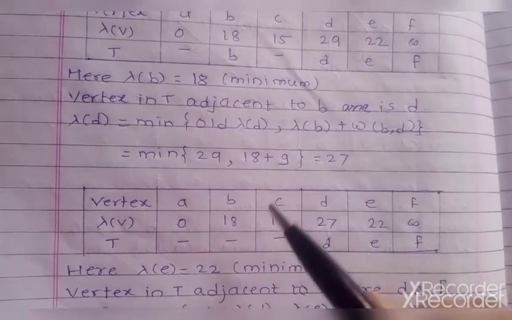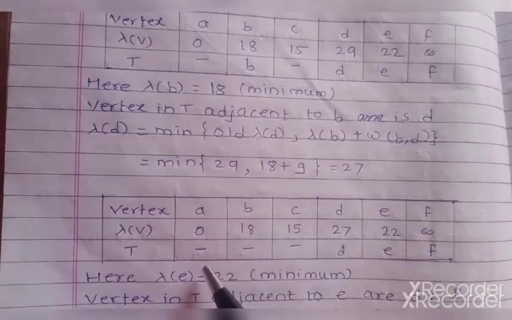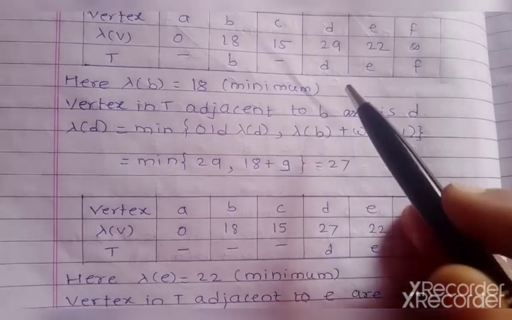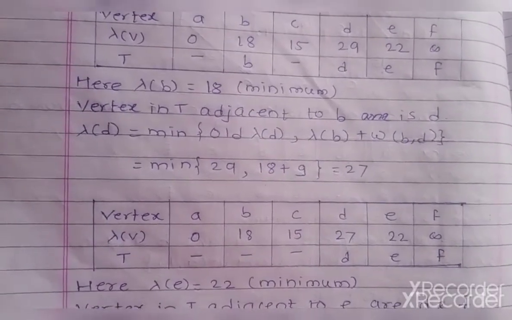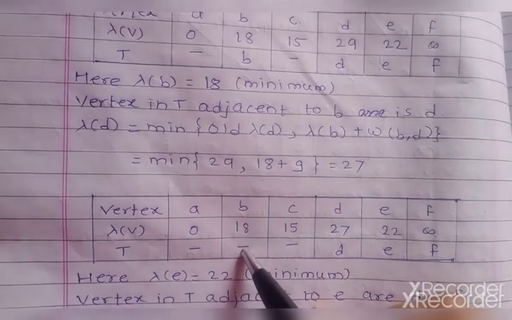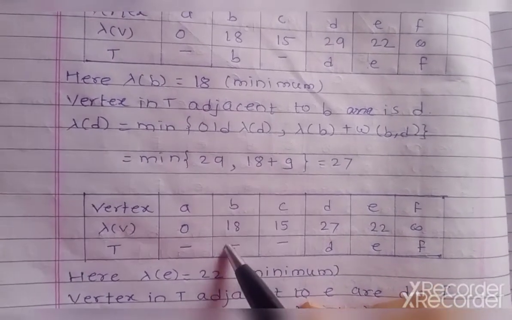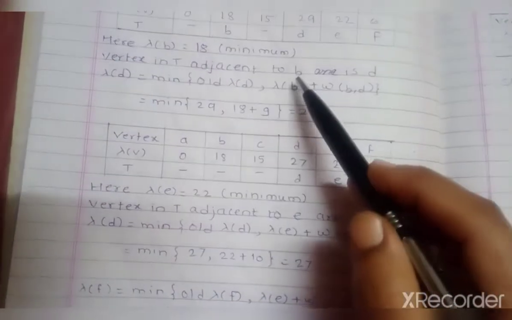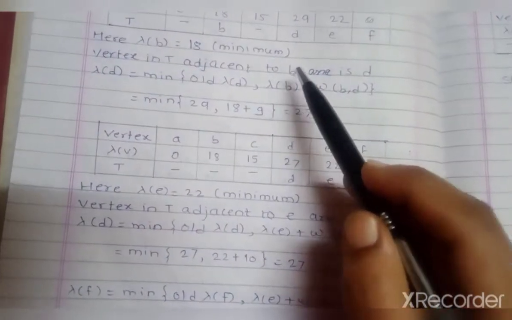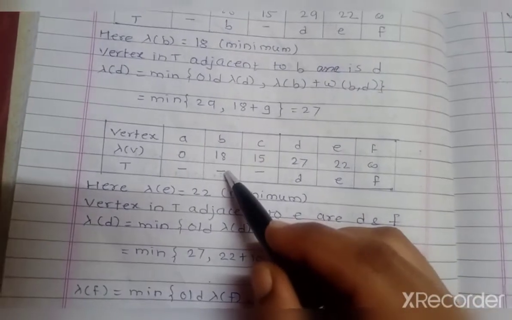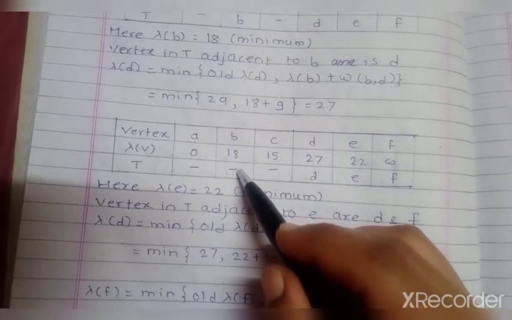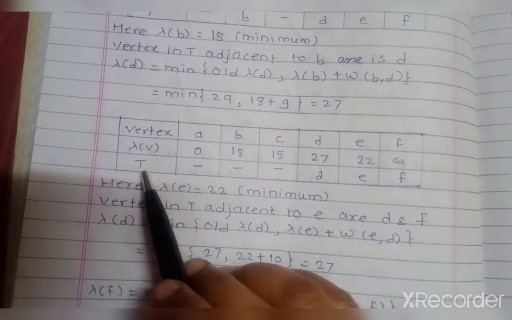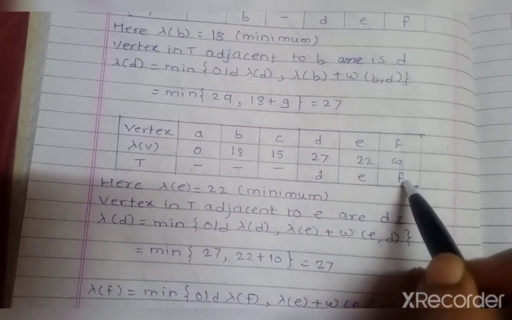So here, again A and C are permanent, so we write a dash here. And in this row we have to check the adjacent vertices of B. So we write down the permanent vertex dash. Here we check the adjacent vertices of B. For that reason B is also a permanent vertex. Now the temporary vertices that remain are D, E and F.